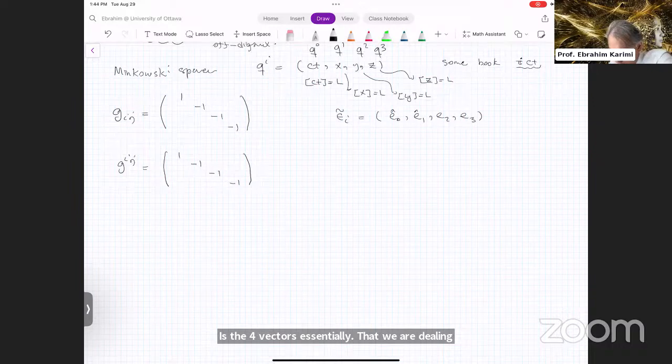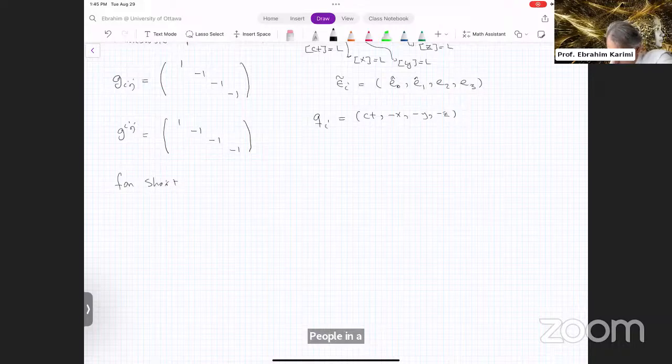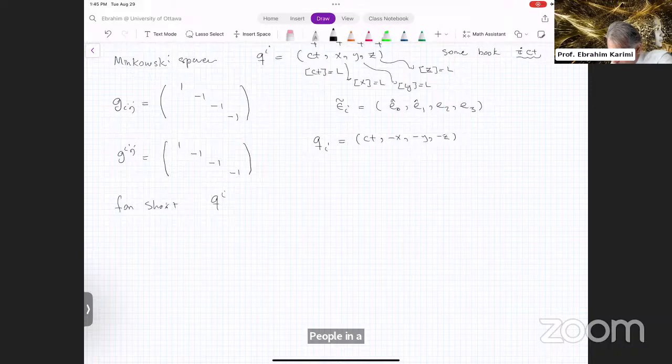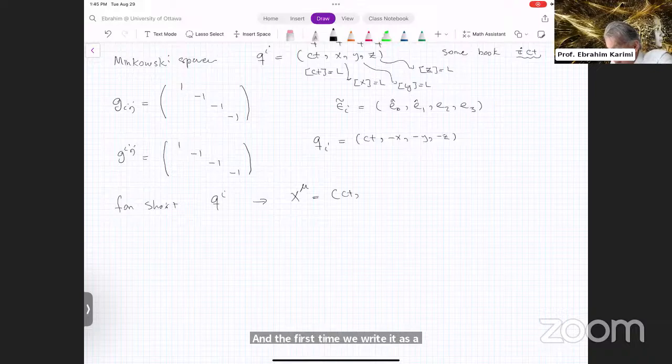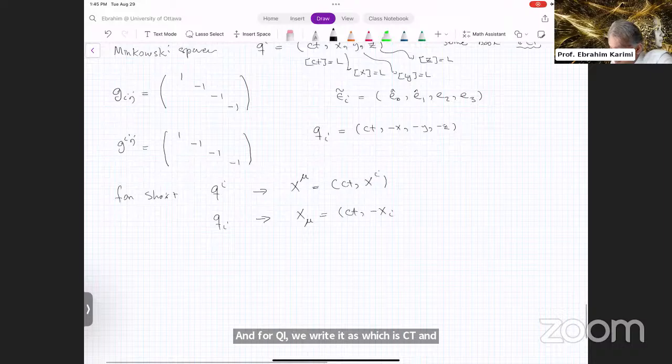Now the question is, if you have a metric, what is happening with Q_i, the covariant form of Q, which will be CT, minus X, minus Y, and minus Z. For short, people in special relativity write Q^i as x^mu. The first term we write as CT, and the three terms there we write as x^i. And for Q_i, we write it as x_mu, which is CT and minus x^i.